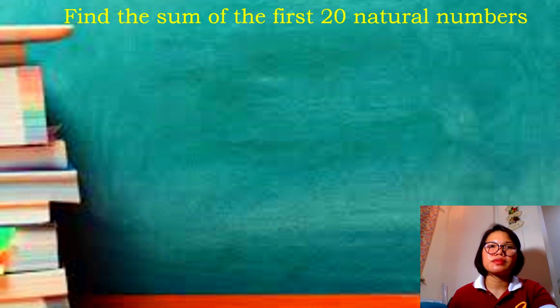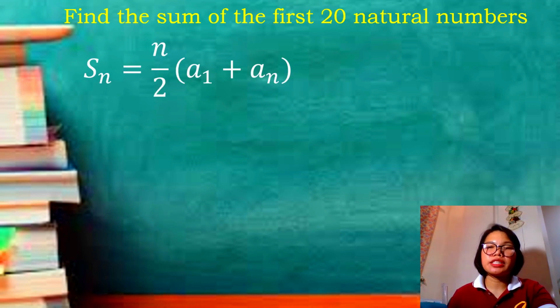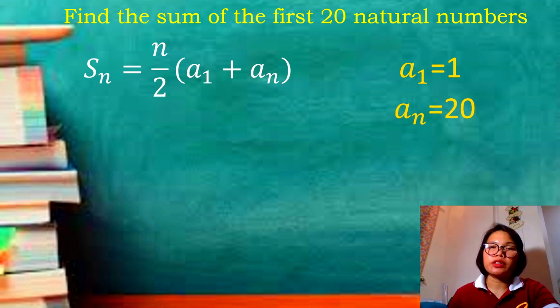Let's try to identify the following. S sub n is equal to n divided by 2 multiplied to the sum of the first term and the last term, where a sub 1 or the first term is simply 1. Our last term will be 20 and the number of terms is 20 also. From this given, all we need to do is to substitute these given values to our formula.